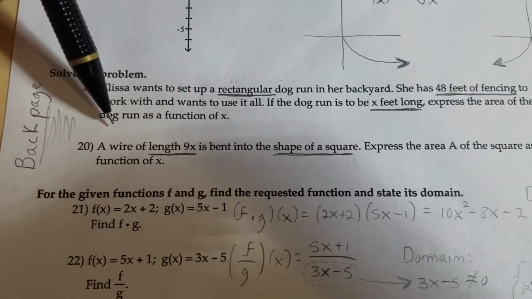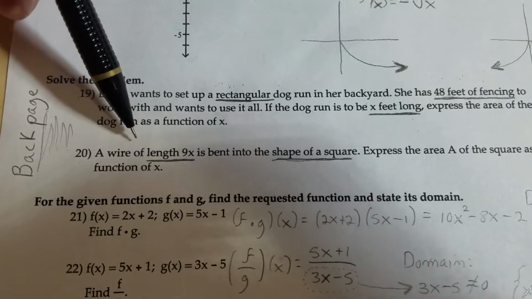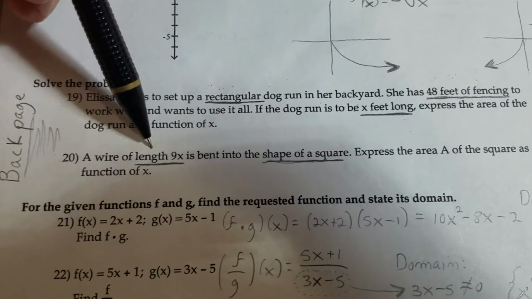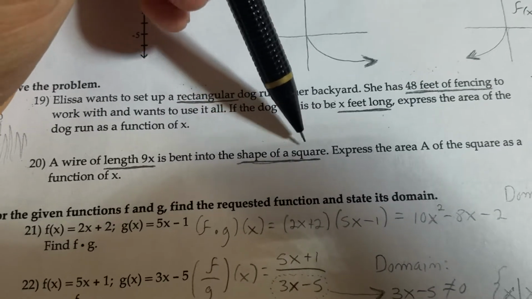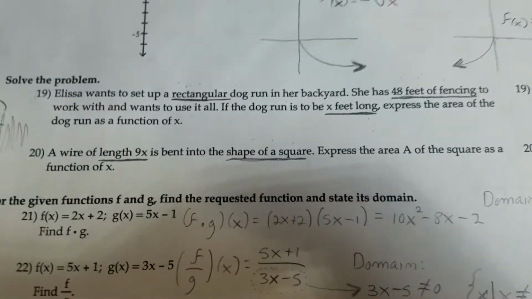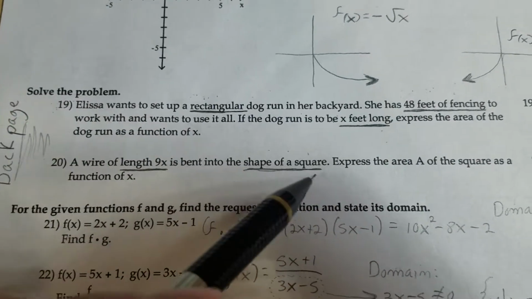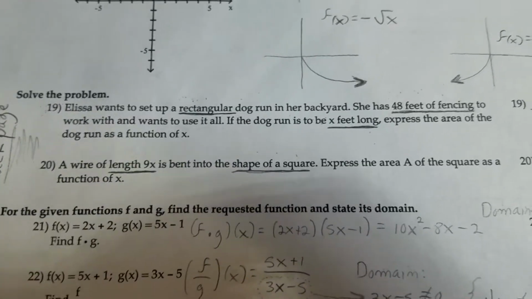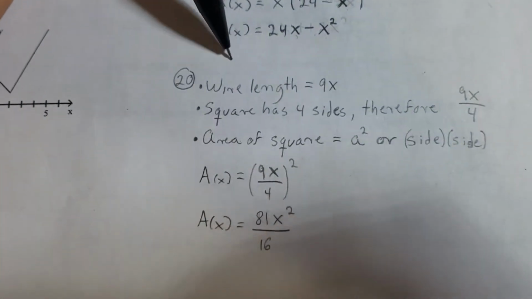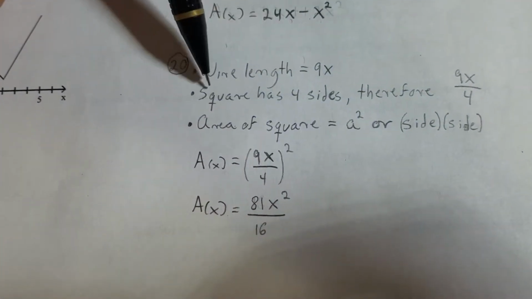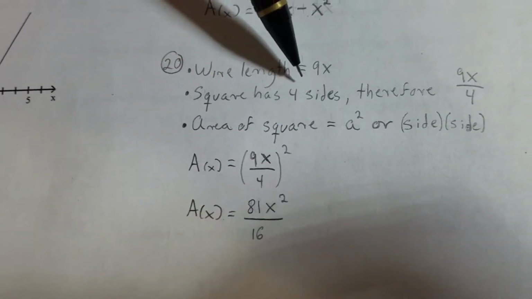Now for 20, again, the most important part here is knowing that the length is 9x, and then the shape is going to be a square. That's all you need to know. The length is 9x and the shape is going to be a square. So we know that the length is 9x. We know a square has 4 sides.